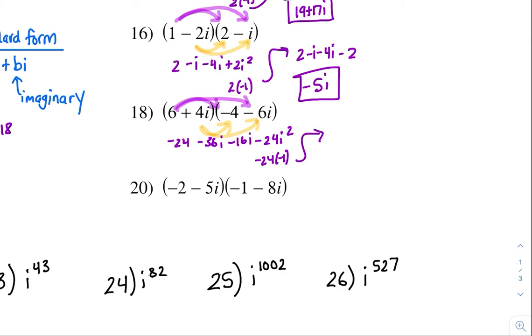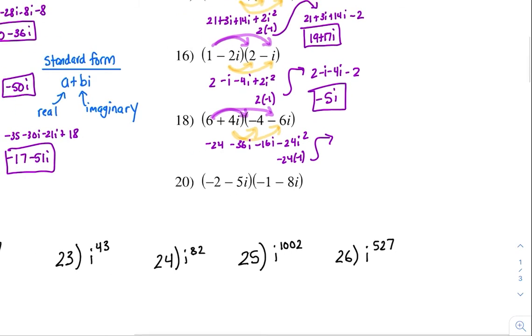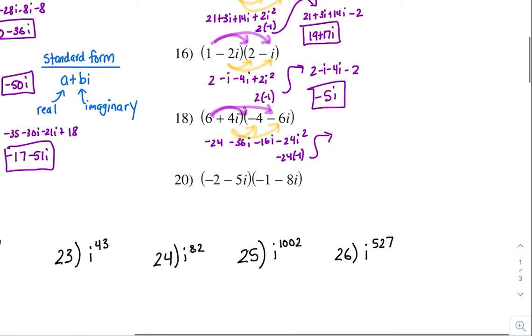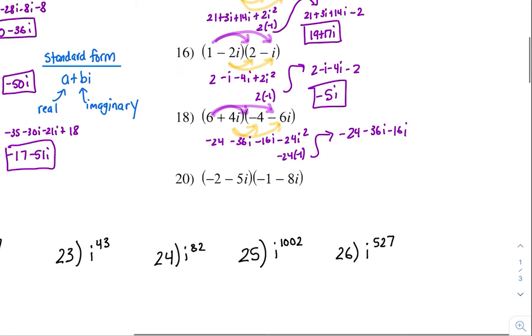Now let's combine like terms. Okay, remember, real number is in the front, your a value. So negative 24, negative 16i. Okay, so from all the simplification, we get negative 24 and then plus 24. Now the negative 24 and the 24 cancel, so all we're left with is negative 36 minus 16, which is negative 52i.